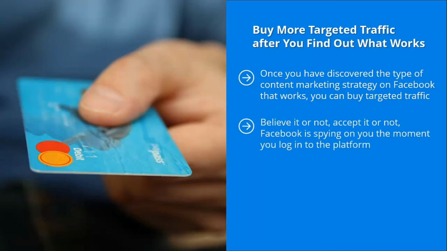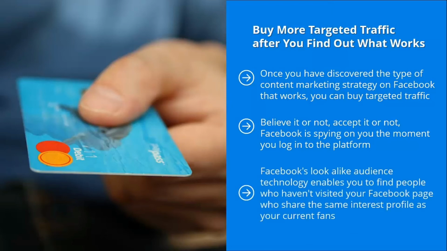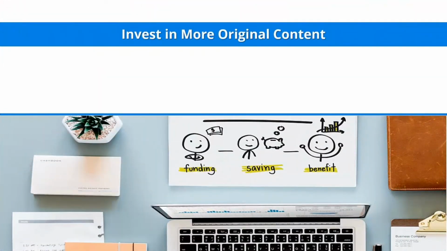Believe it or not, accept it or not, Facebook is spying on you the moment you log into the platform. It pays attention to what you like. It pays attention to what you comment on. It pays attention to what your friends like. And it makes all sorts of predictions regarding your behavior and your interests. Accordingly, if you like certain topics, it creates an interest profile. Facebook's lookalike audience technology enables you to find people who haven't visited your Facebook page who share the same interest profile as your current fans. Talk about an amazing technology. Take advantage of this. It enables you to show your brand in front of eyeballs who are more likely to appreciate it.